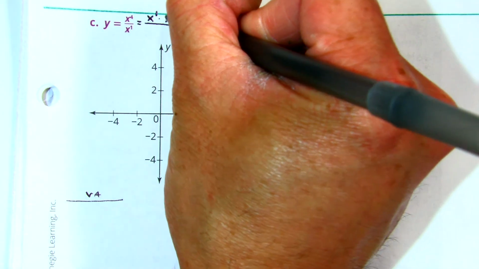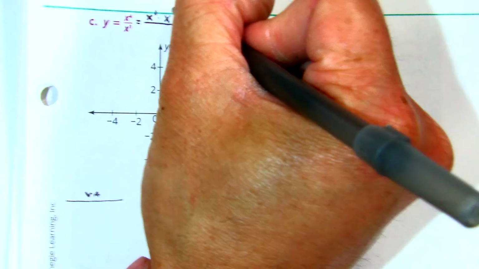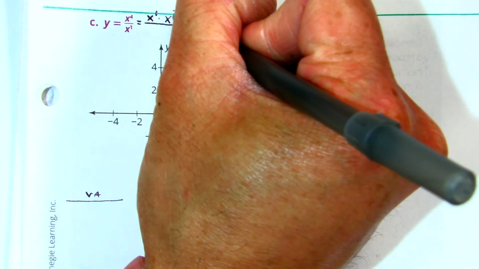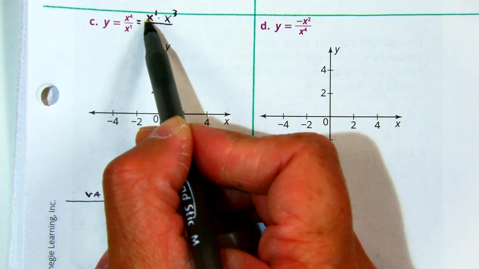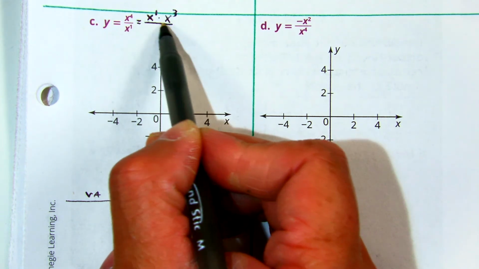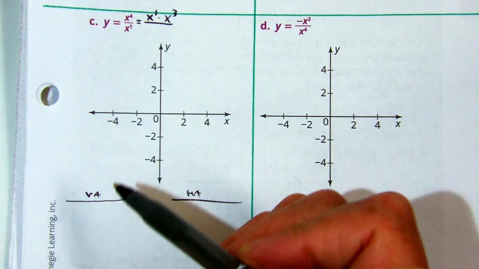Yes. Because x to the first times x to the third, multiplying the same base, you add the exponents. That's x to the fourth.